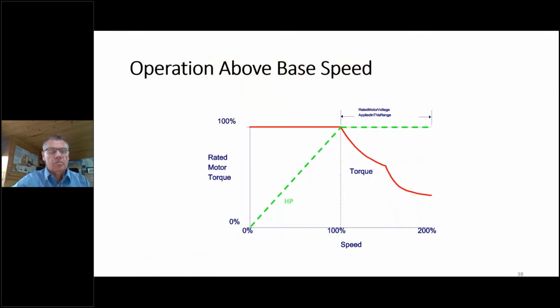What I'm saying is, as you start to move up there, the motor is now really not going to catch up with itself, and you start to lose torque.